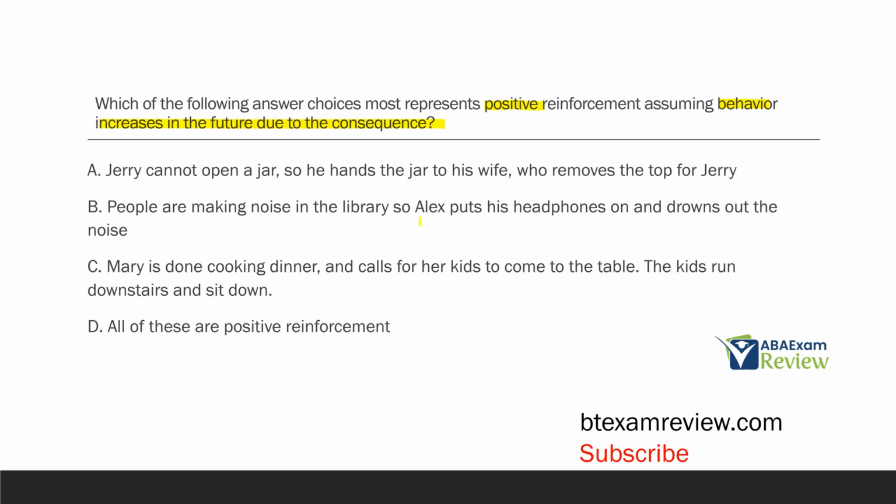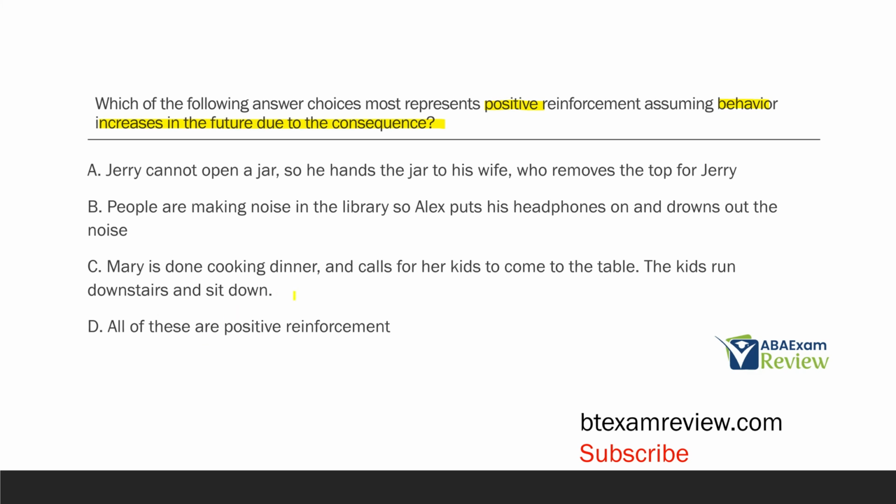B, people are making noise in the library, so Alex puts his headphones on and drowns out the noise. The antecedent is people are making noise in the library. Response is Alex puts his headphones on. The consequence is the noise is drowned out. So what has Alex done? What is the consequence? The noise is removed. When they say drown out, they mean the noise is no longer present for Alex. So to escape the noise, Alex put his headphones on. This again looks like negative reinforcement.